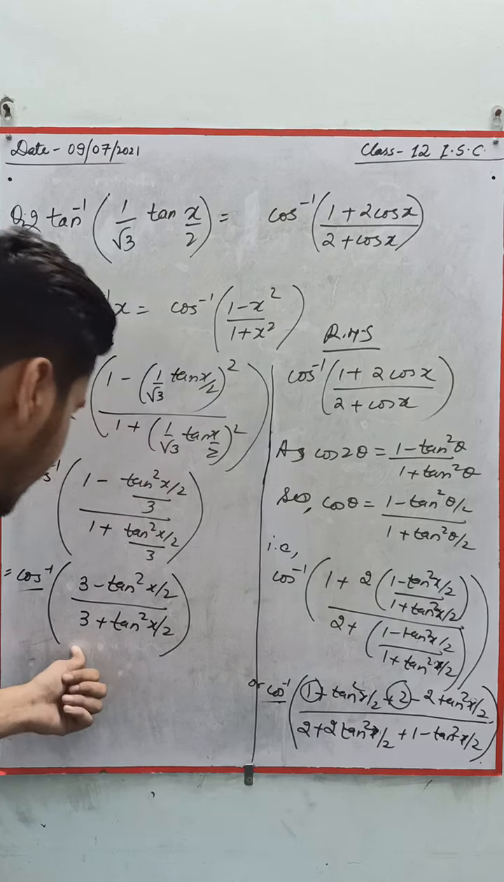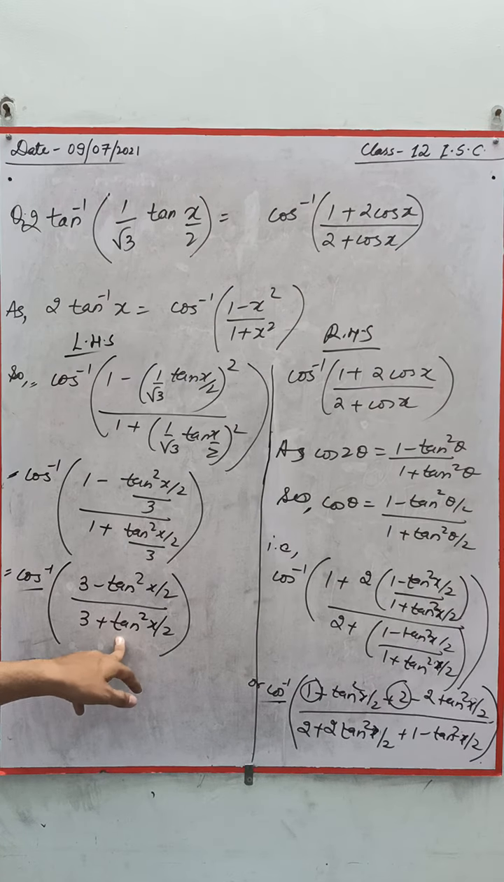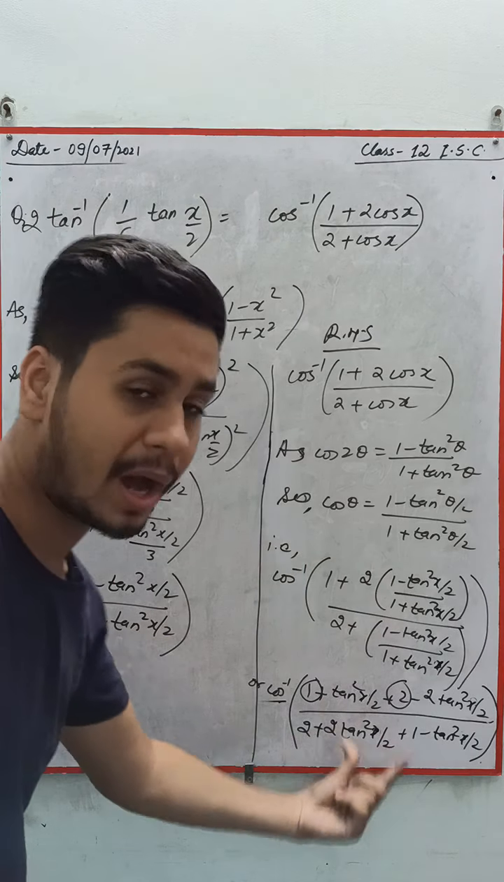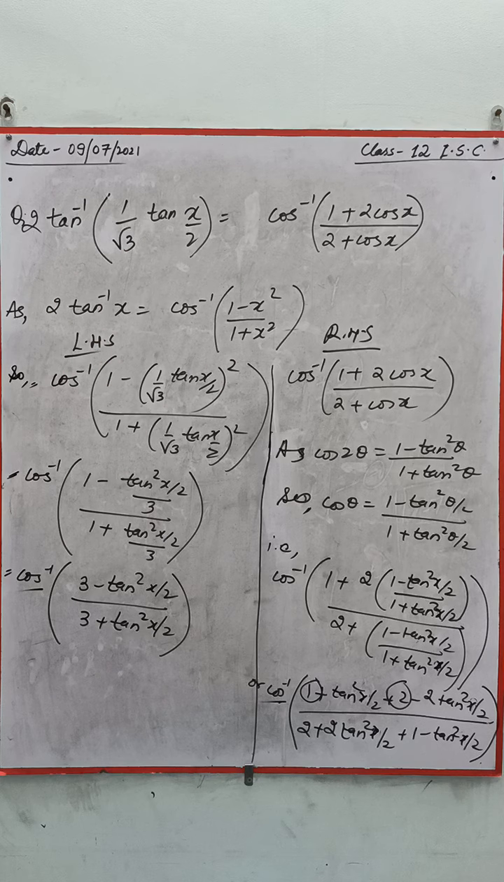2 plus 1 is 3, and 2 tan square x by 2 minus tan square x by 2, you will get this. So finally, as the LHS result is equal to the RHS result, they both are same, so hence it is proved. Like this you have to prove.